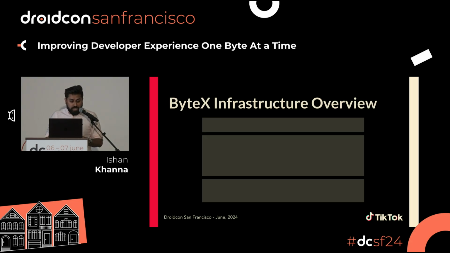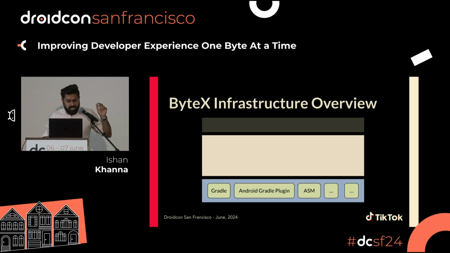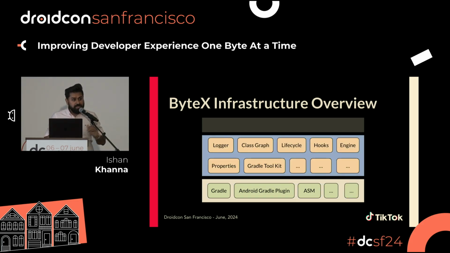And this is how the infrastructure looks like at a very high level. Think of it in terms of 3 layers. The first, the foundation, is built on top of third-party building blocks, essentially Gradle, Android Gradle plugin, ASM, Guava library, JSON, and any other libraries that we can think of that we want the plugins to have access to. So essentially, it's nothing but the dependencies for the ByteX middleware layer, which we usually wrap around and expose public APIs for the plugins.